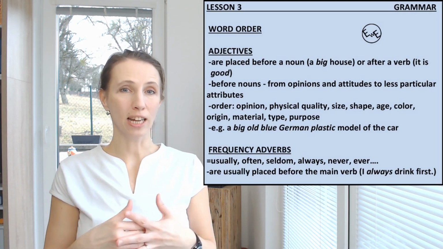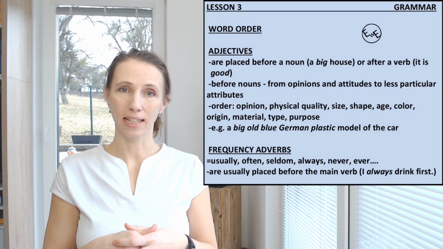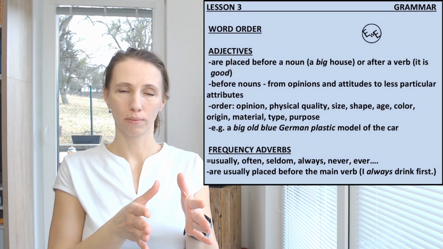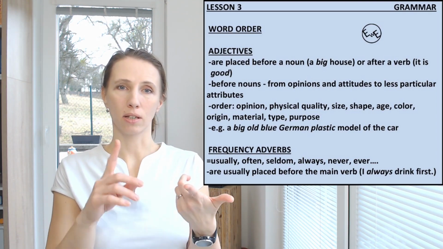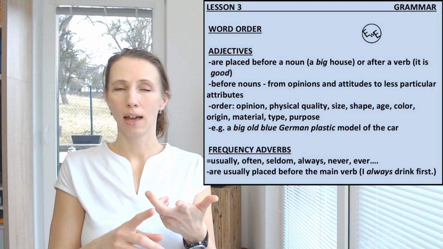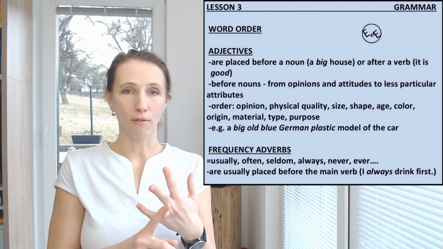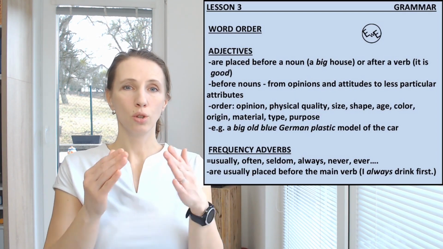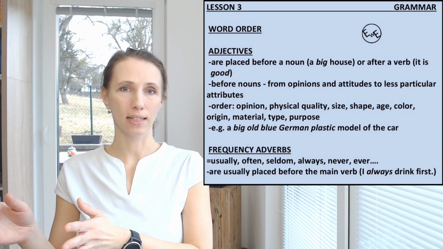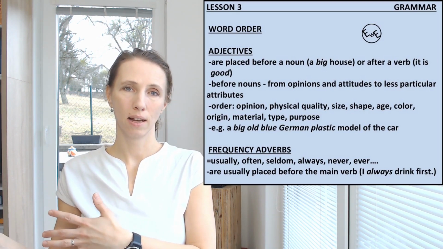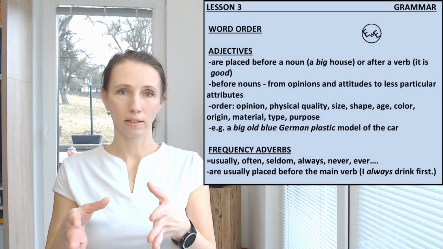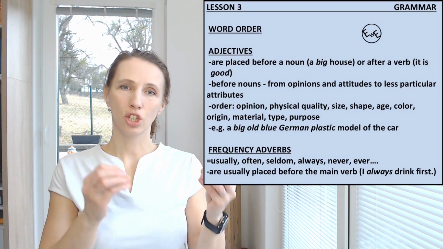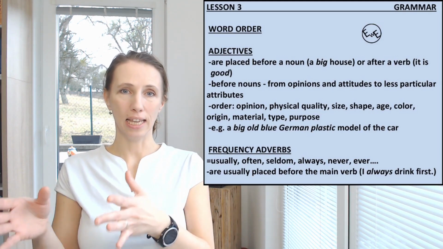Then we have frequency adverbs in a sentence, and these go before the verb. It is always and usually, often, never, ever, and more of these. I usually play tennis on Mondays. They often go to work by car. She never eats chocolate.